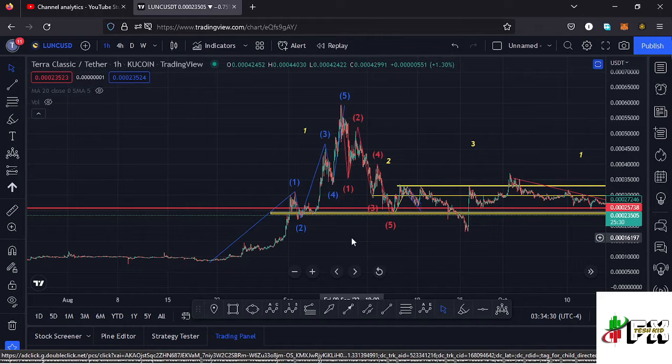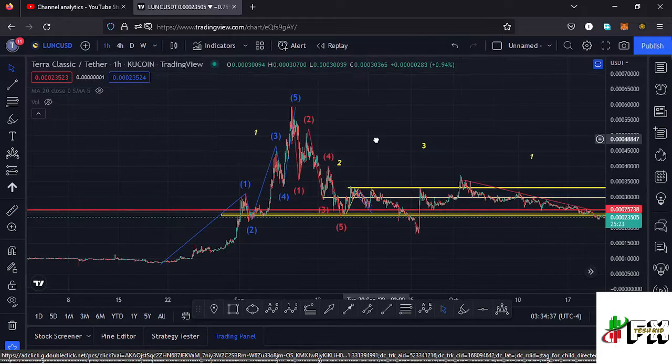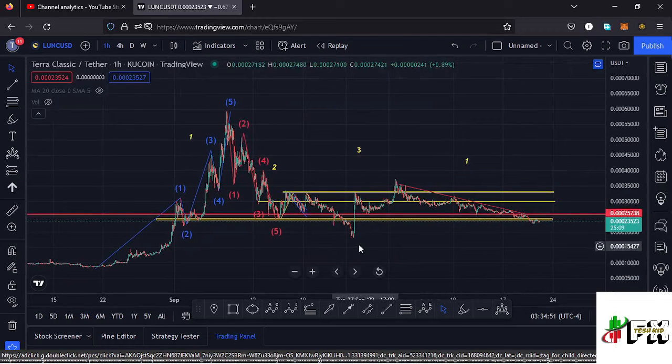And whatever we expect after the formation of a higher Elliott wave count 1 is the formation of a higher Elliott wave count 2, and I believe that is what has been playing out here on the Lunc chart. You can see we saw a very nice drop to the lower side in the formation of that higher Elliott wave count 2, making our low at around the $0.00017 mark.